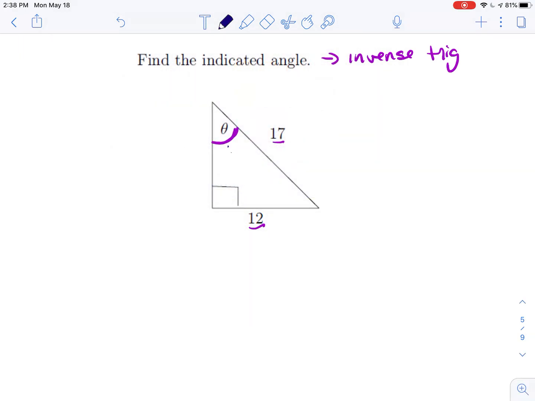So if we label this, 12 is the opposite side from my angle. 17 is my hypotenuse. So which trig function relates opposite and hypotenuse and also has a button on our calculator? The answer is sine. Okay, so sine of this theta is going to be equal to 12 over 17. So how do we find the measure of the angle? Well, we must use our inverse trig function.